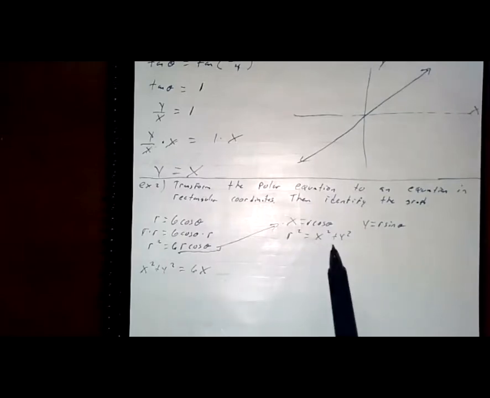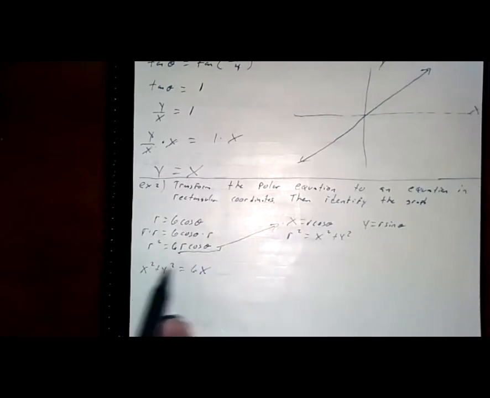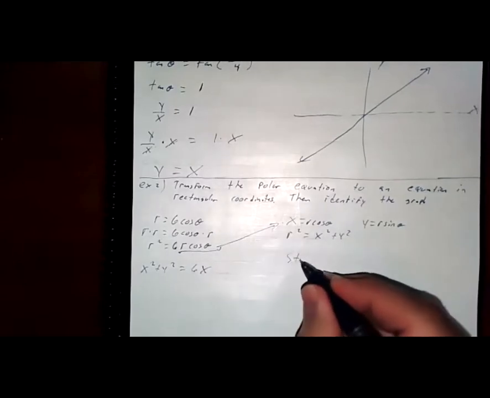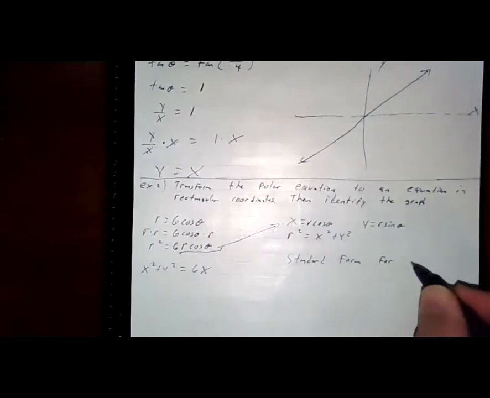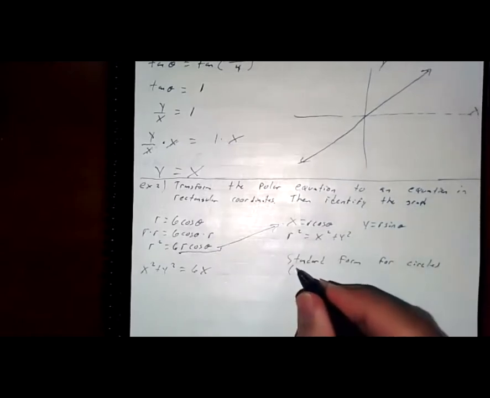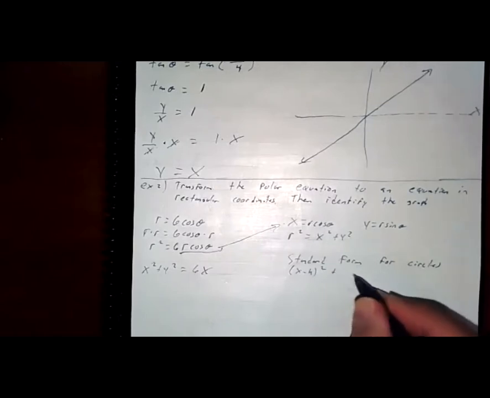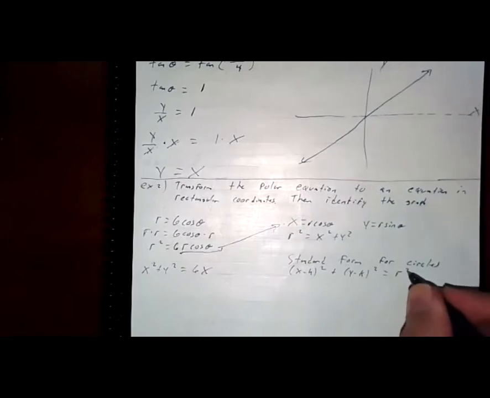So remember, we substituted the R squared with this guy and the R cosine with X. So now I need to identify the graph. It looks like a kind of circle. Maybe, yeah, it's going to be a circle. So we need to get this into standard form. So standard form for circles is x minus h squared plus y minus k squared equal to r squared. I feel like we talked about this a long time ago.